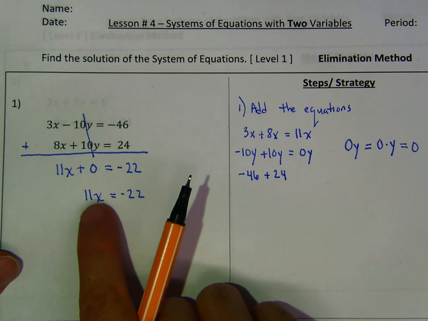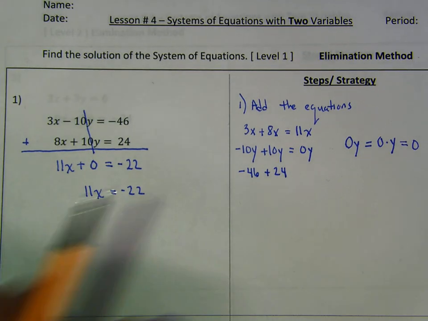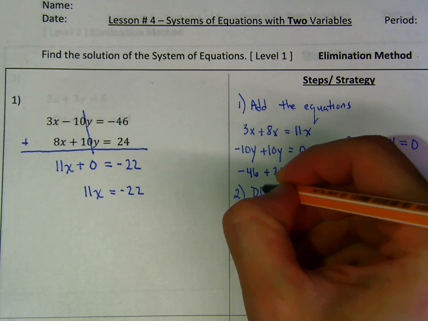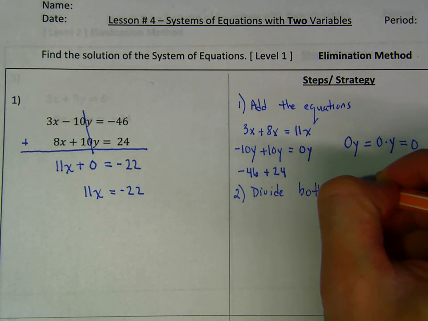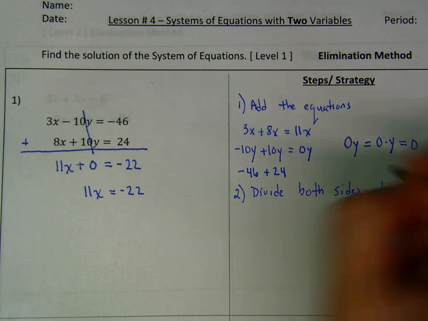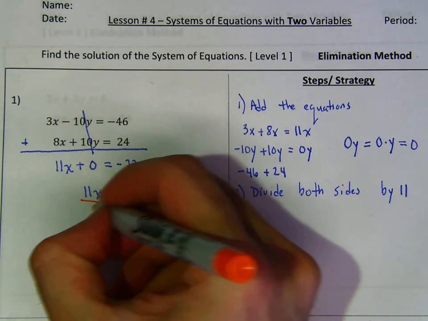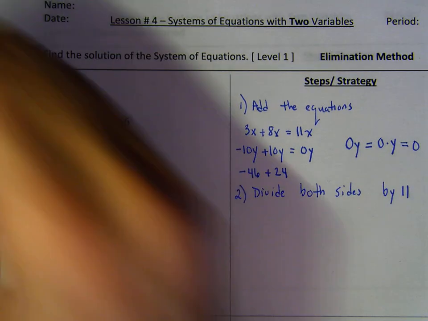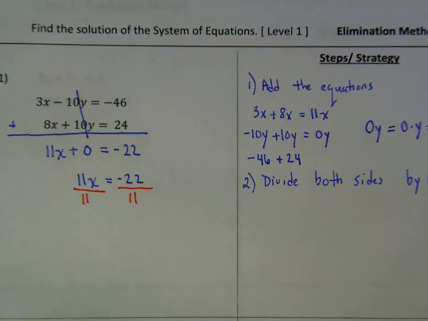So now that you have this equation, 11x equals negative 22, what's the winning move? Here, divide both sides by 11, right? So what do I do? I just go like this. I divide this side by 11. I divide this side by 11. And here, these subtleties I'll show right now. Let me zoom in a little bit.